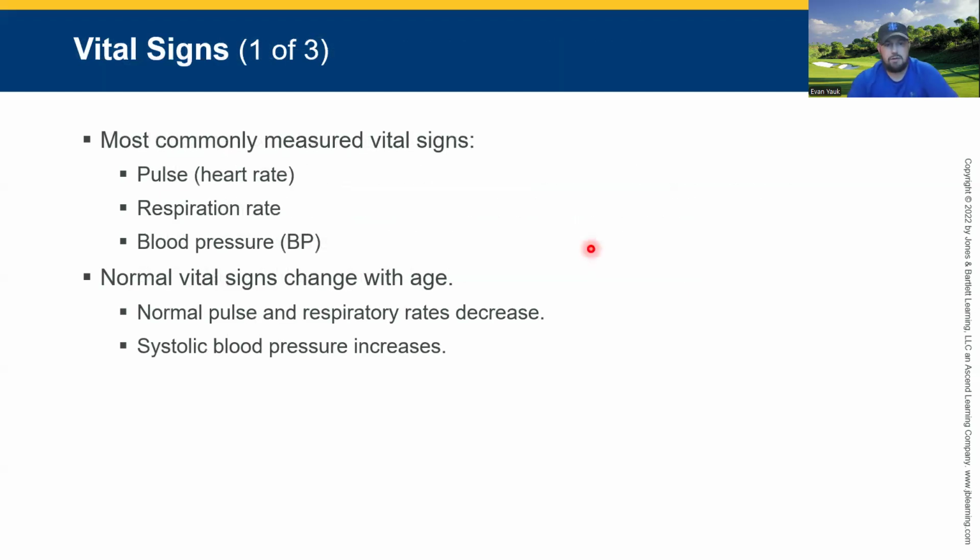Most common: vital signs. This is a big one. If you remember two or three chapters ago, I preached a lot about vitals. The most commonly measured vital signs are pulse rate, respiratory rate, and blood pressure. There's more to it than that, but right now, that's what we're going to talk about.